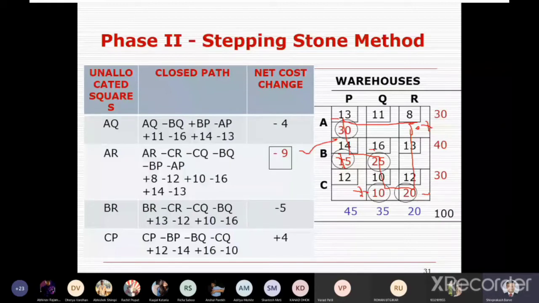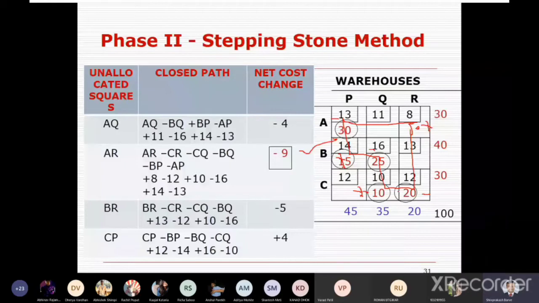So at the negative corners, the allocations are 20, here it is 25, here it is 30. So the minimum allocation is 20. So we have to shift this allocation from this CR to AR. It means we are removing one allocation and adding one more allocation at AR. Like this, we want to keep all the allocations as they are, that is 5 total allocations.